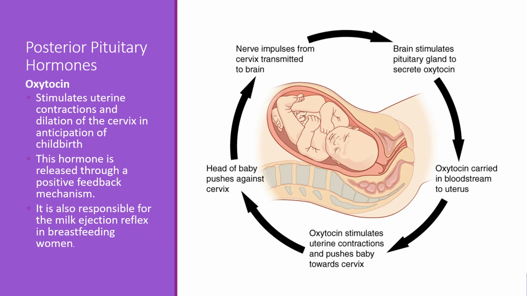And then as the baby moves towards the cervix and pushes harder, it's going to cause even more oxytocin to ultimately be released. So every contraction is going to cause a greater amount of oxytocin, which is going to lead to a greater contraction until the baby is born.